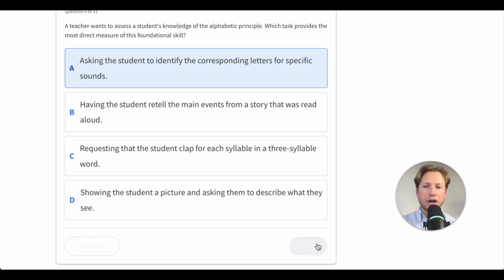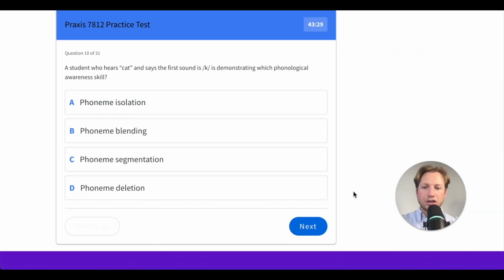Let's move on to question number 10. This asks, a student who hears cat and says the first sound is k is demonstrating which phonological awareness skill?